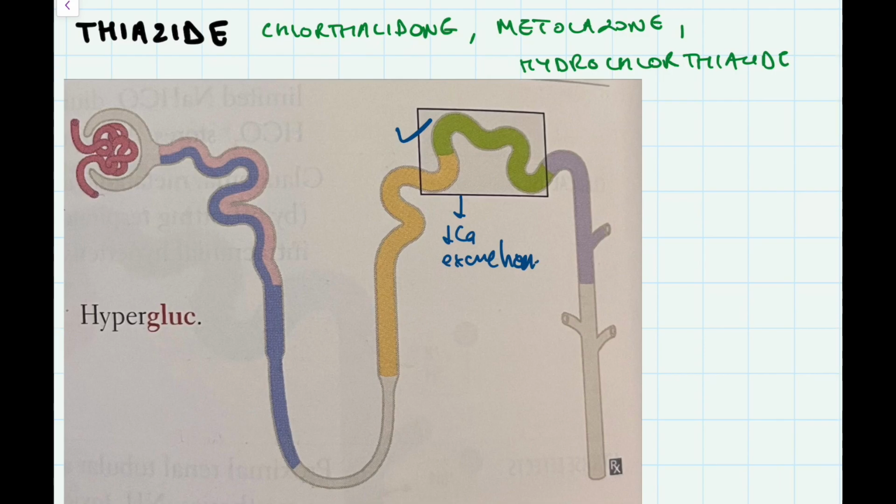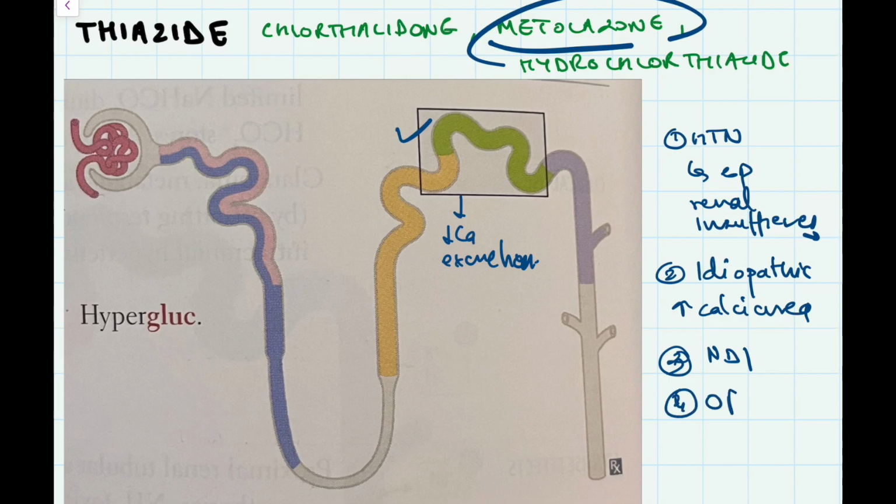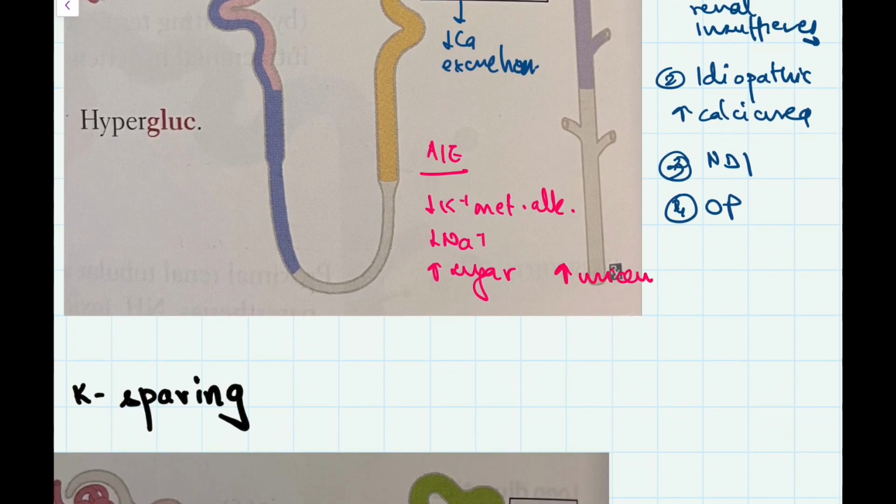They are used in hypertension, right? Especially when the patient has a renal insufficiency, then the diuretic of choice is metolazone. They can be used in idiopathic hypercalciuria, right? Then they can be used in nephrogenic diabetes insipidus and even in osteoporosis. Adverse effects of thiazide diuretic are it causes hypokalemic metabolic alkalosis, hyponatremia, hyperglycemia, right? It can cause hyperuricemia and also sulfa allergy.